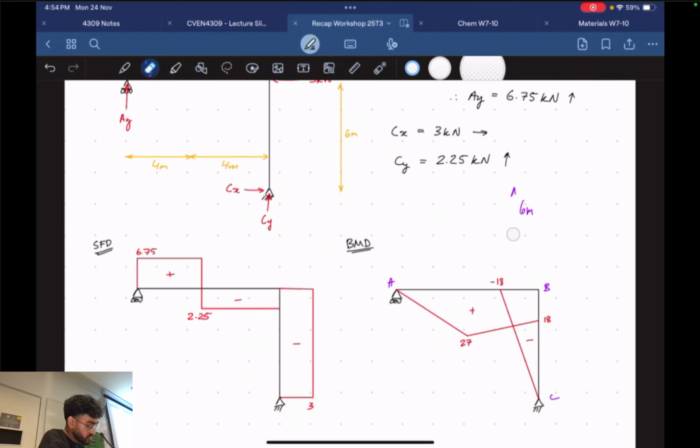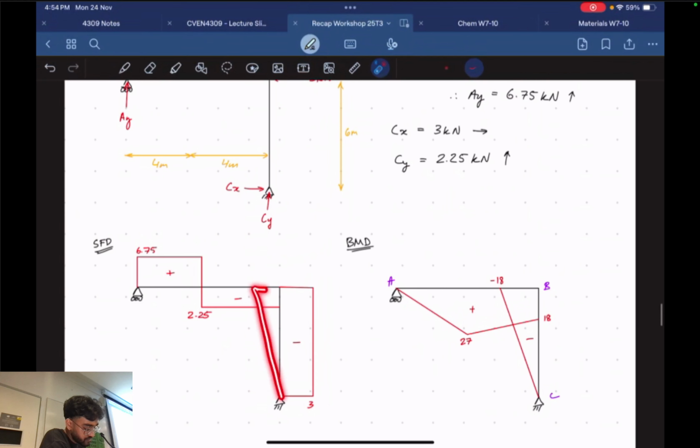Anyways, yeah. So it's going to be 3 times minus 3 times 6. So when I draw on the tension side, it's going to be on this side. Because I'll take this as my positive, this is my negative for the tension side.